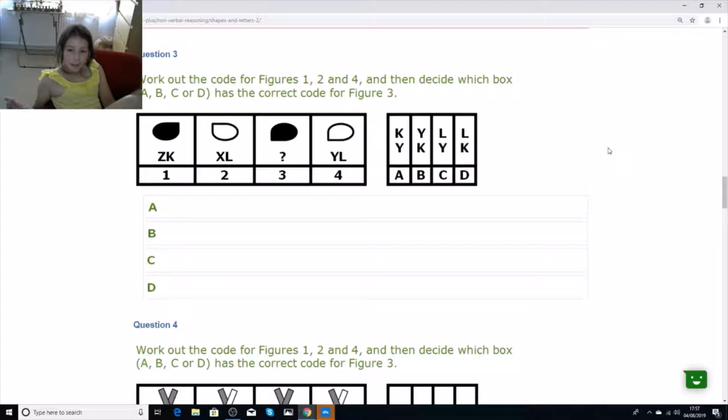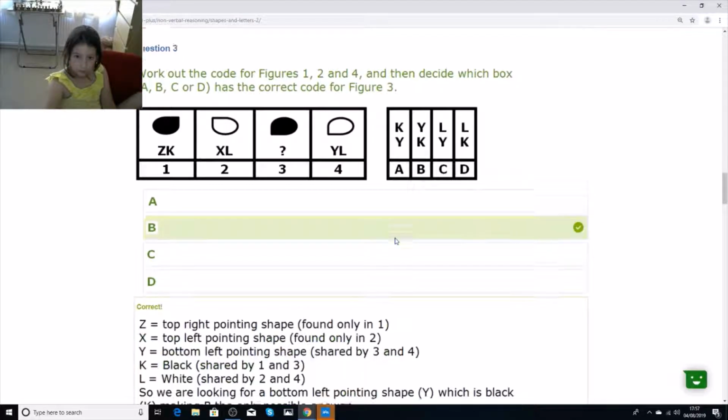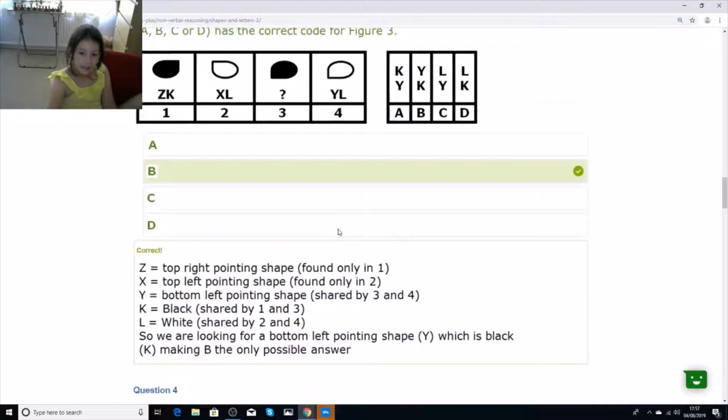Z, X, and Y are all different. That's because they're facing in different ways. So the third figure is facing the same way as 4, so it must be Y, and it is black, so it must be K. So YK. See? B. Correct.